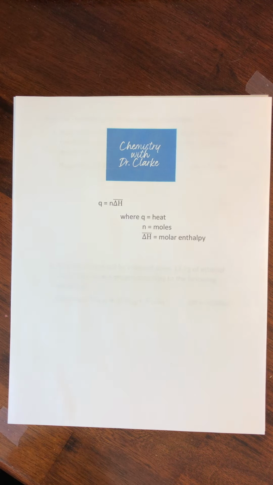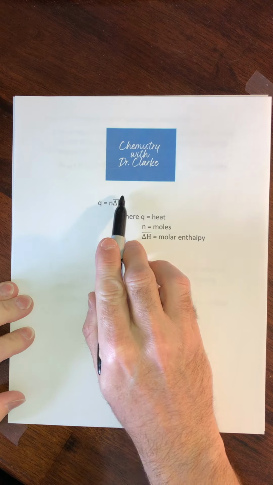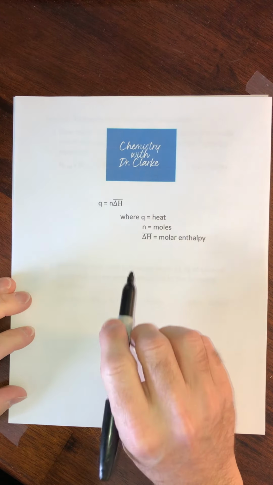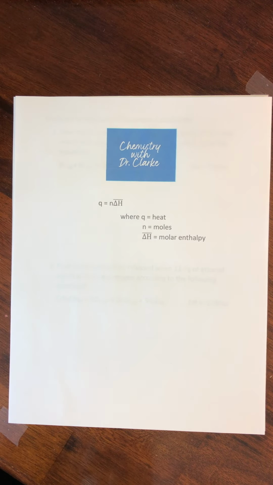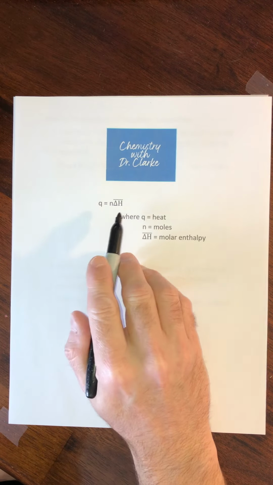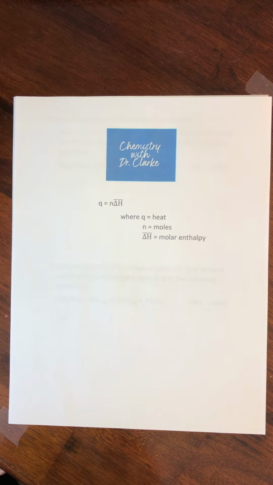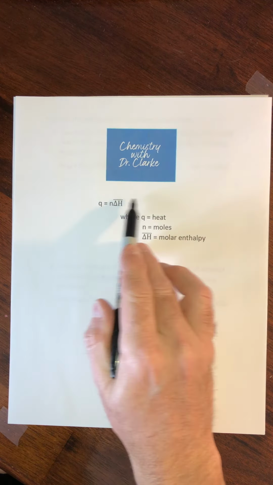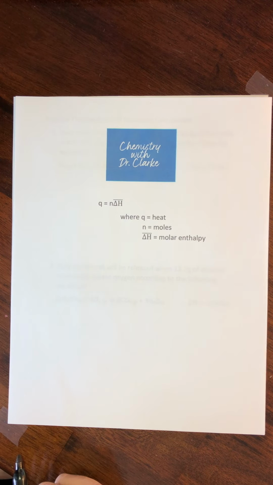Now, the equation that we're going to be using in the calculations today is going to be Q equals n times delta H bar. This symbol here at the end, the triangle and the H and the bar over the top, we do refer to that as delta H bar. Now, the little triangle, delta, means the change. So we're looking at the change in the H. The symbol with the line over the top, the bar, does indicate that it's a molar enthalpy.